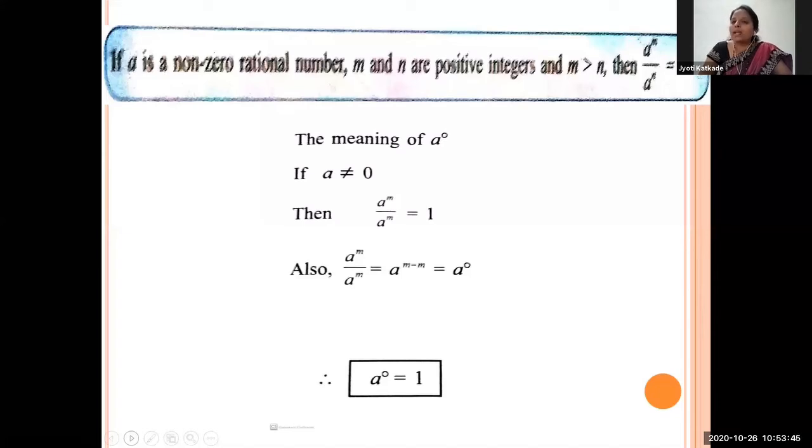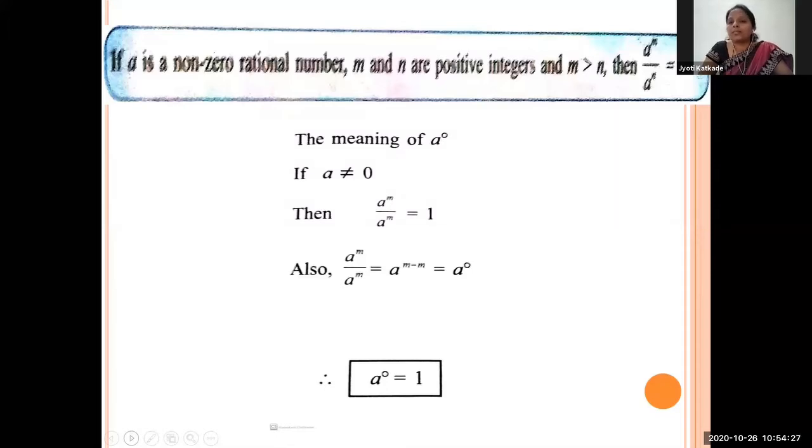A raised to m and a raised to m means these are the same value. Like suppose 2 upon 2 is equal to 1. Like this, a raised to m divided by a raised to m, we get 1. Also, according to the division rule of indices, a raised to m divided by a raised to m is equal to a raised to m minus m. When we subtract m from m, we get 0. Means from both we get a raised to 0 is equal to 1.